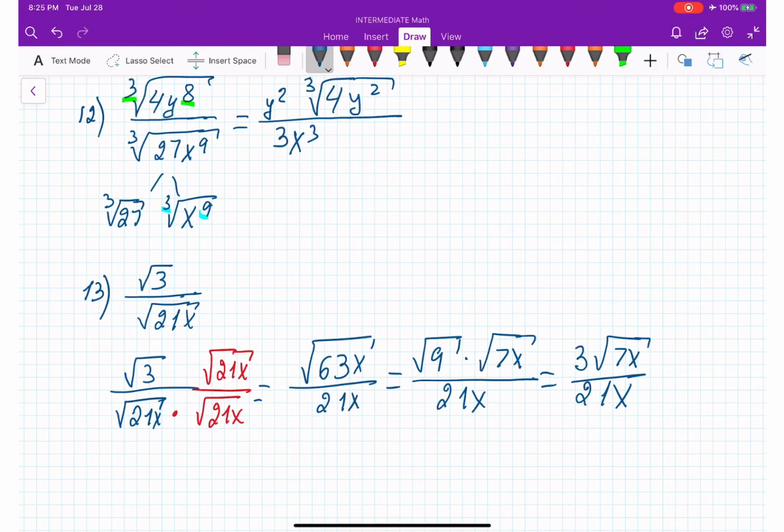So we can reduce 3 and 21. This will be 1, 21 will be 7, and the answer will be square root of 7x, and at the bottom 7x. All right.